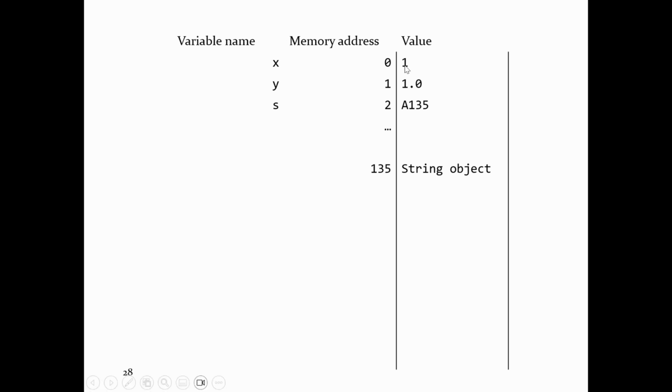So the memory diagram in Java looks like this. X stores the value 1. Y stores the value 1.0. S stores a reference to a string object at address 135. Inside the object, there's some data that probably encodes the characters H, E, L, L, and O. That's the difference between a primitive value and a reference type. So you might ask, why are the languages different? Why does Python do it one way and Java another way?